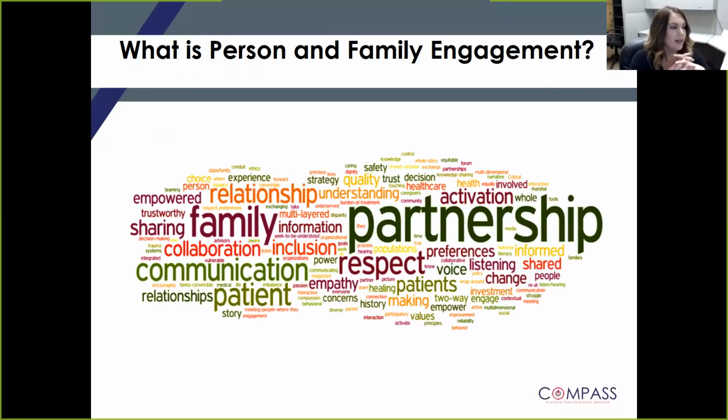All right, so I just want to start with this slide of what is person and family engagement. I love this slide. All of those wonderful words blended together in order to create this footprint, which is really what we're trying to do with healthcare: put a footprint out there of person and family engagement and what that truly means to the communities, to the patients, to the physicians, and everyone else involved that benefits.